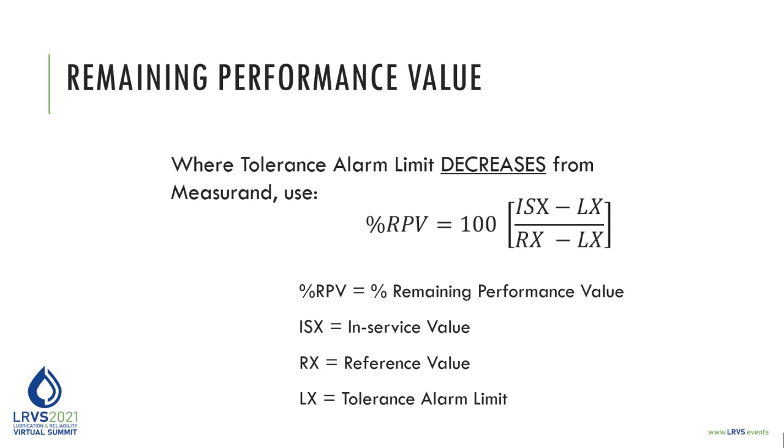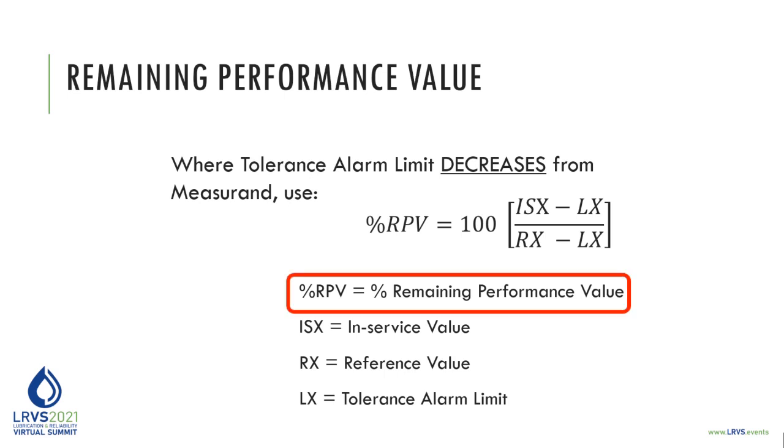Here we can take this data and establish a remaining performance value for something that decreases over time, much like we said, the base number. Here we're looking at the remaining performance value, and that's calculated from the in-service values, the reference values, and the tolerance alarm limit.